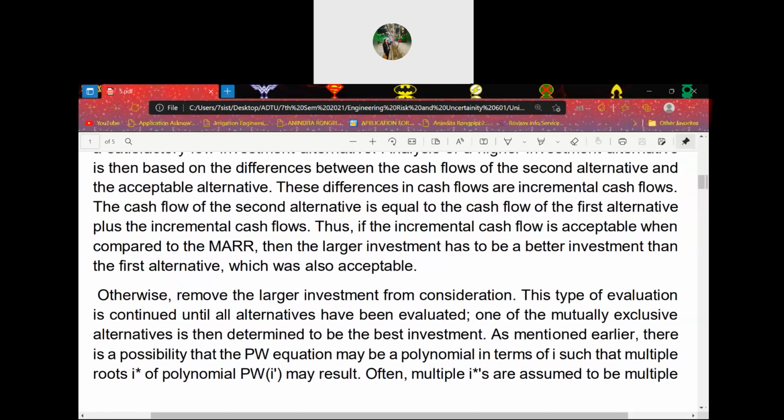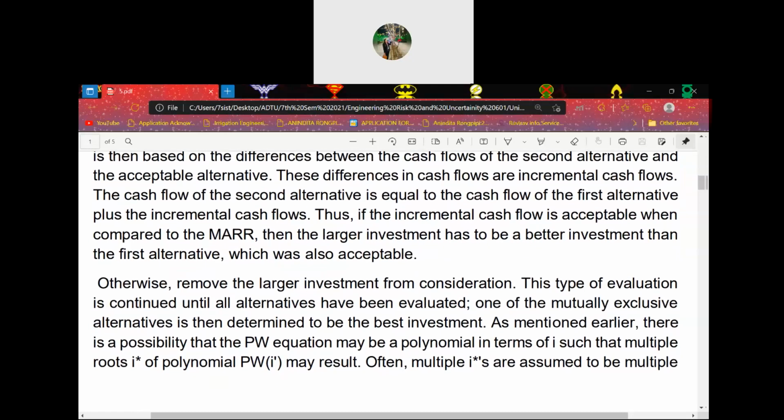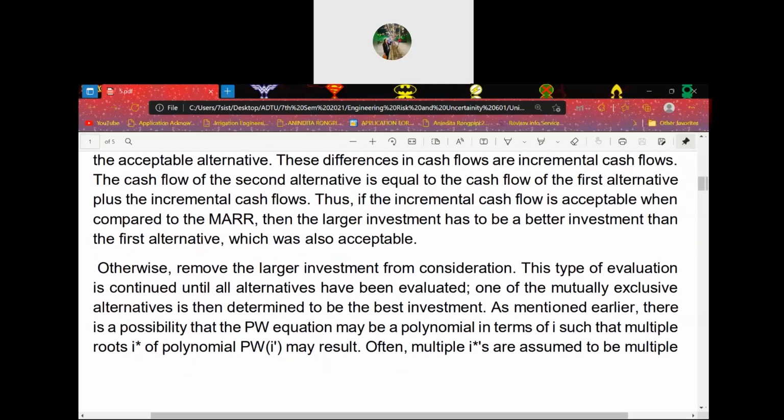As mentioned earlier, there is a possibility that the PW equation may be a polynomial in terms of i, such that multiple roots, that is, i of the polynomial PW(i), may result.